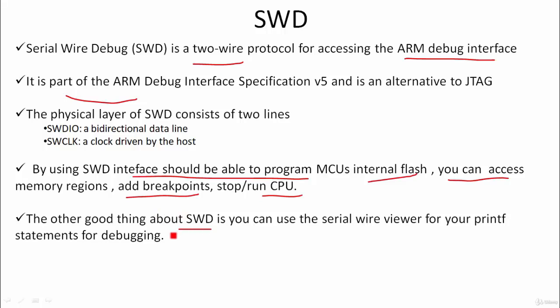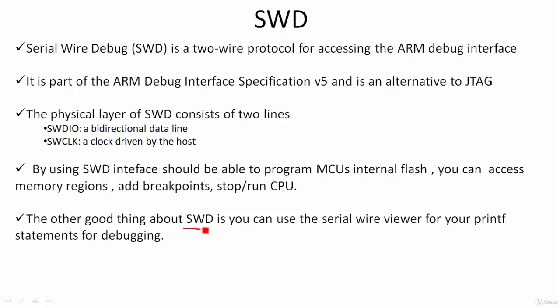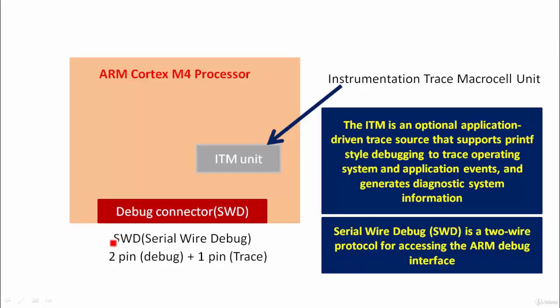The other good thing about SWD is you can use the serial wire viewer for your printf statements for debugging. As I said, SWD comes with only two pins which are used for debug, but there is one optional pin that we call SWO, which we can use for printf functionality.